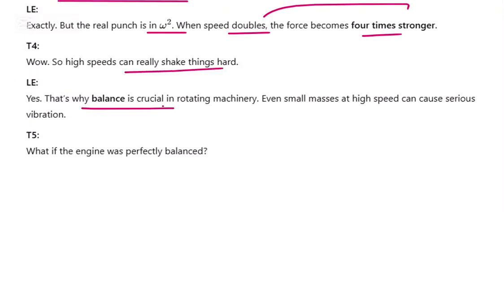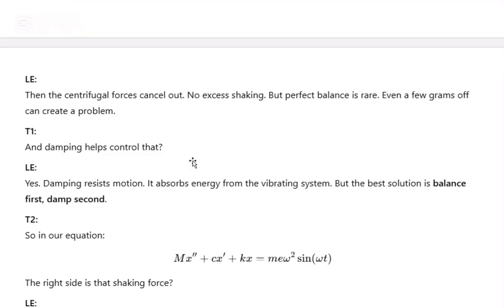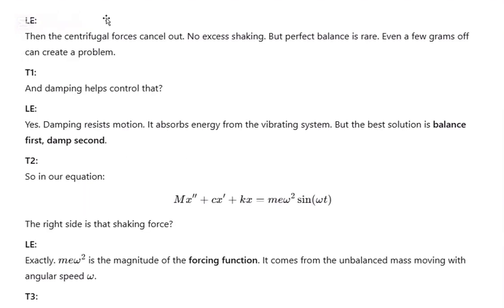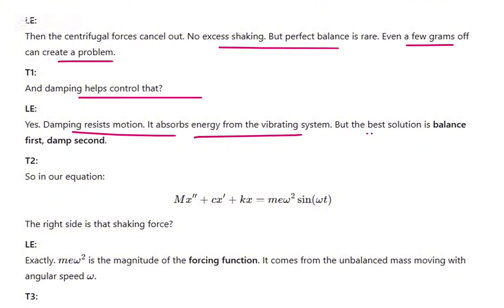That's why balance is crucial in rotating machinery. Even a small mass at high speed can cause serious vibrations. What if the engine was perfectly balanced? If it was perfectly balanced, the centrifugal forces cancel out. No excess shaking, but perfect balance is rare. Even a few grams off can create a problem. Damping helps control that. Damping resists the motion and absorbs energy from the vibrating system. But the best solution is balance first, damp second.